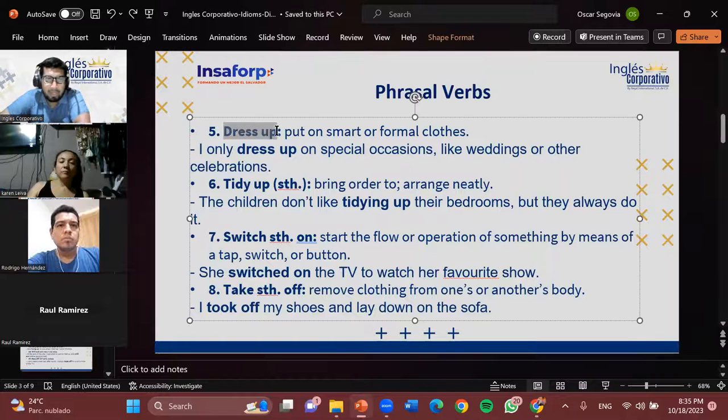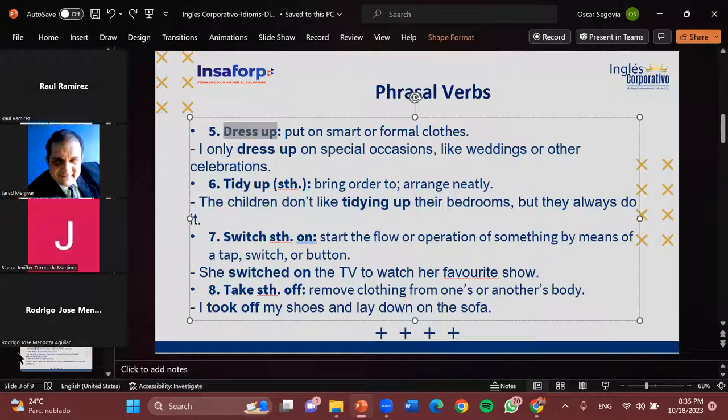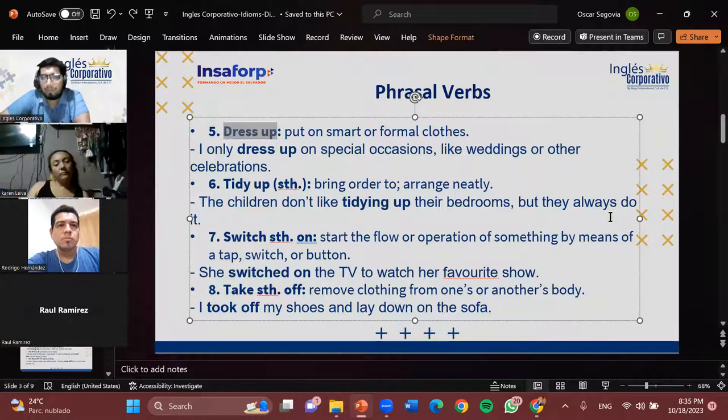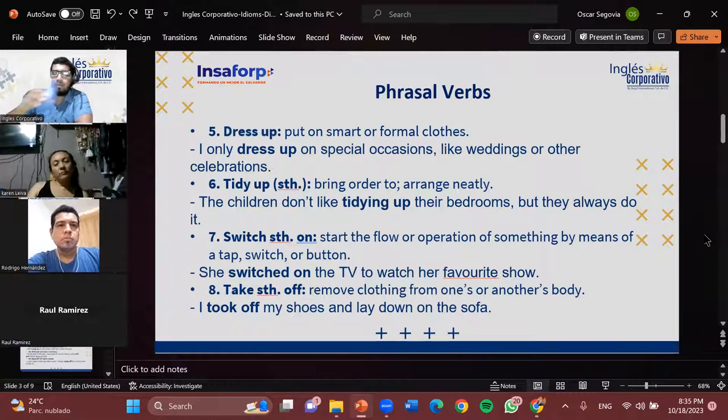So now, dress up. Dress up. Let's see. Raul, what do you understand by dress up? What do you think dress up means? For example, when I go to the formal party and I use a formal cloth, I don't know. Okay, that sounds like a very good idea.